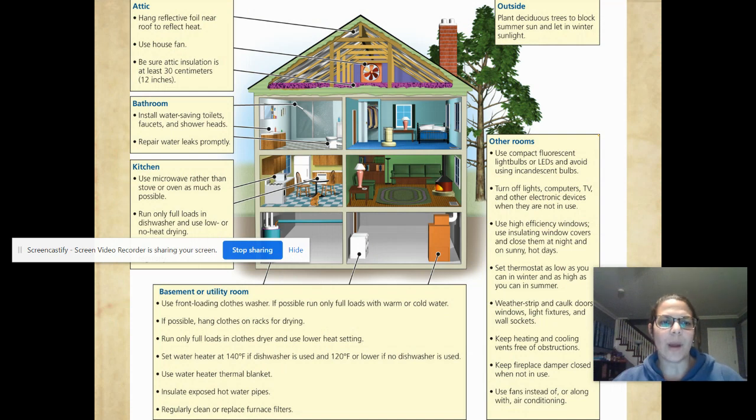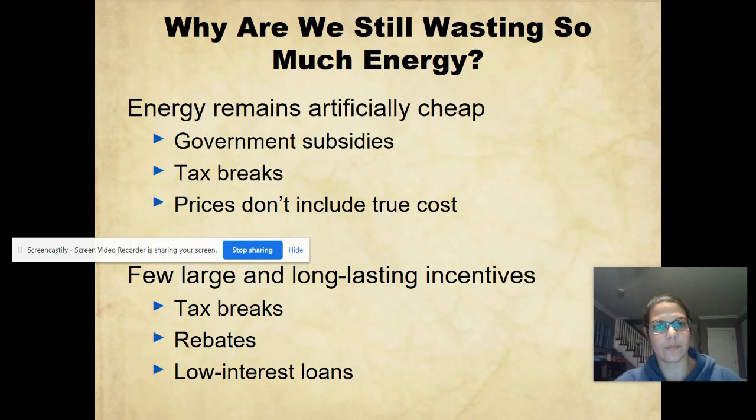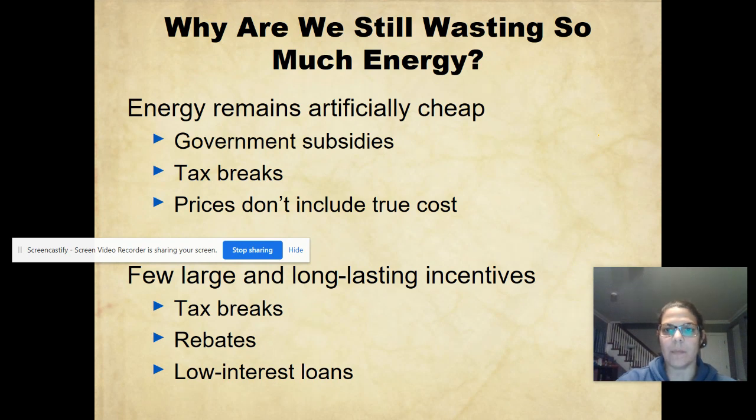Okay, so I'm not going to go over this, but these are all different ways that you can increase the energy efficiency in your house. Okay, we waste so much energy. Energy is really cheap, so we tend to use it a lot. Because of government subsidies and tax breaks, prices don't include the true costs, the pollution of burning coal, oil, natural gas, and the nuclear plants that cost a lot of money to build and maintain.